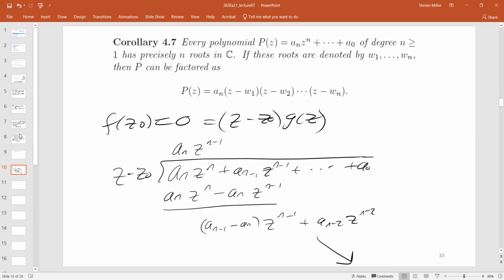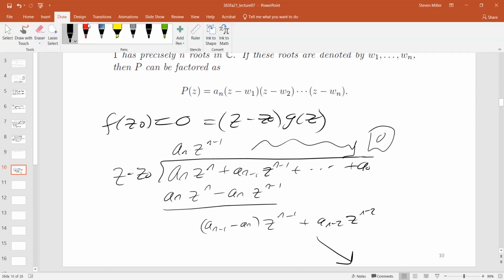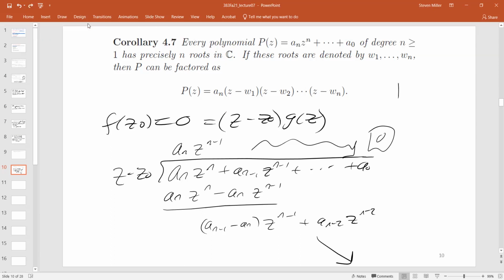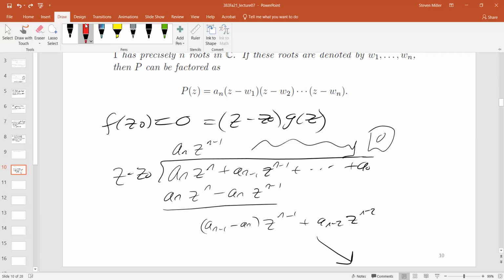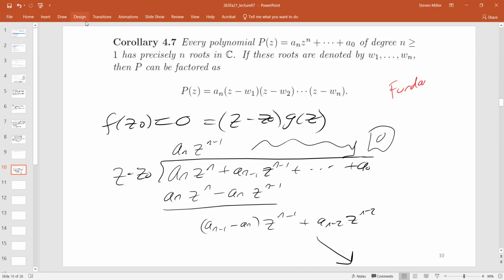When we continue doing this, we're going to get stuff coming out over here. And when we finish over here, we have to have a 0, because otherwise it would not have a 0 at z0. So this is polynomial long division. We have now finally used this. It doesn't say this on the slide, so I'm going to put it in red. This is the fundamental theorem of algebra. There are lots of proofs of the fundamental theorem of algebra. This is one of the fastest.